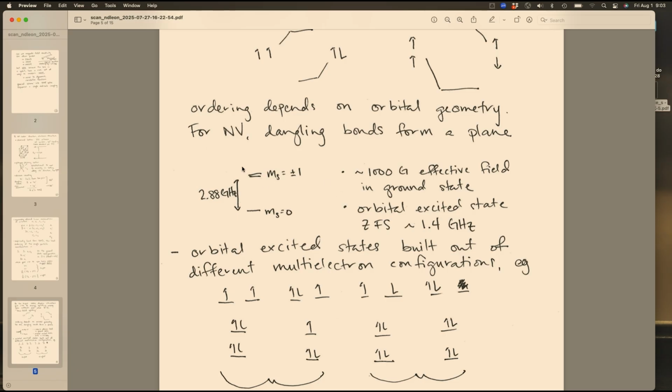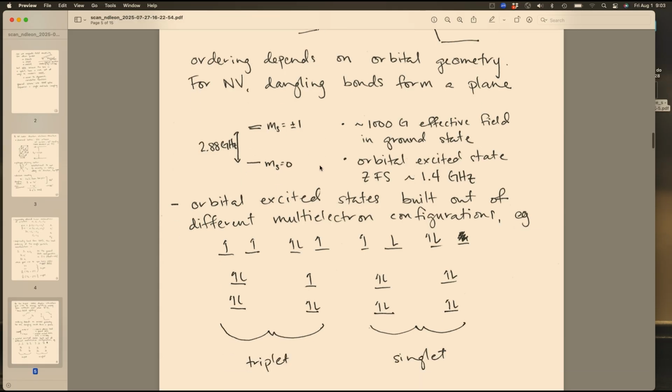OK, so in general, what all of our experiments are going to look like is that I have some microwave source around 3 gigahertz. I'm going to use that to manipulate the spin ground state. And then I'm going to use light to either initialize the spin or count photons on the way back and read it out. OK, so that's my ground state.